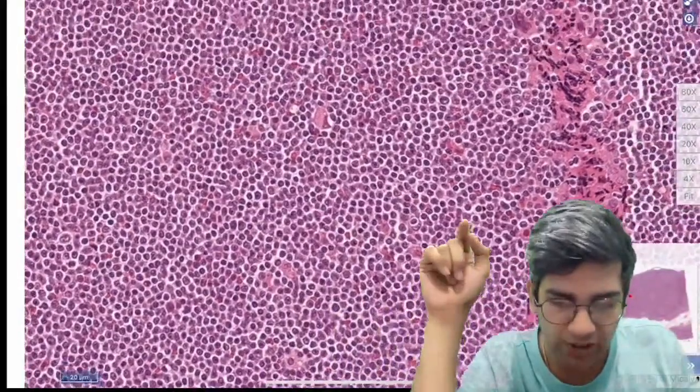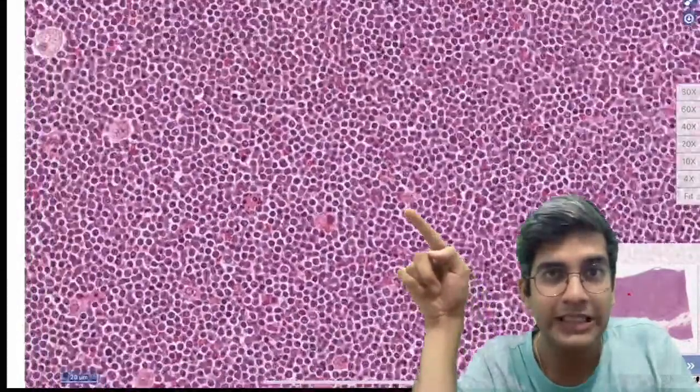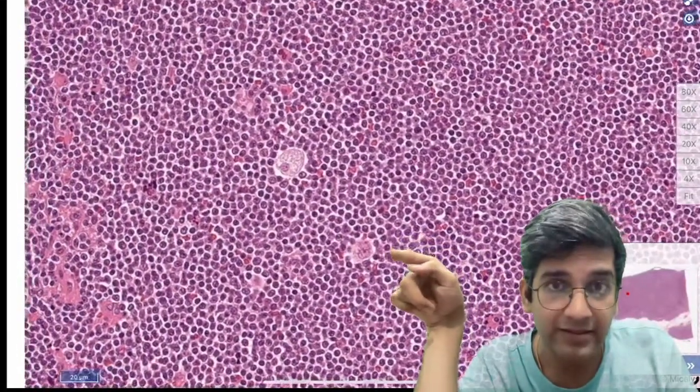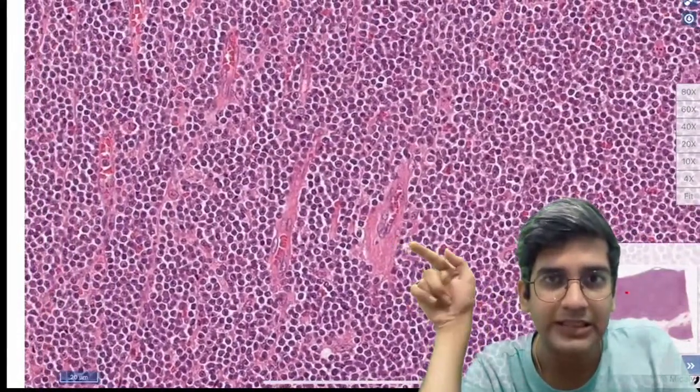Do we agree on the fact that I do have occasional histiocytes? Single scattered histiocytes? Yes, no, maybe. That's a scattered histiocyte here, right? Do you accept? And can anyone tell me what is this?